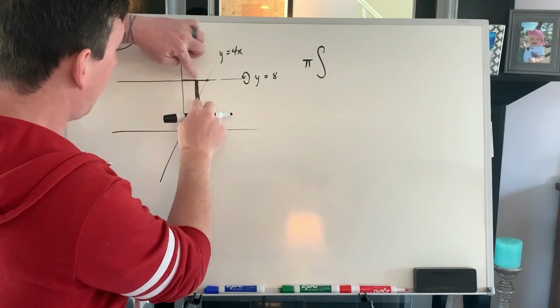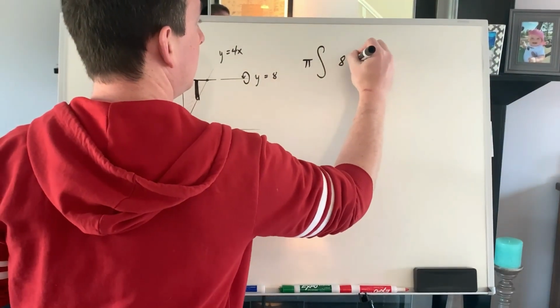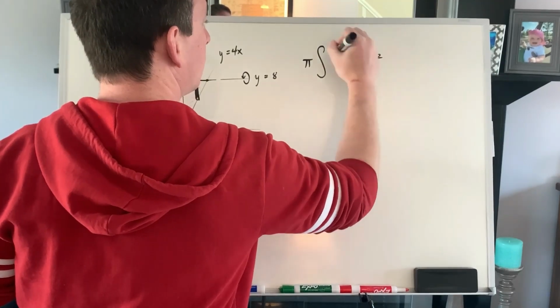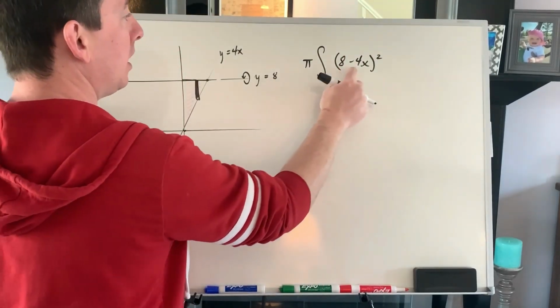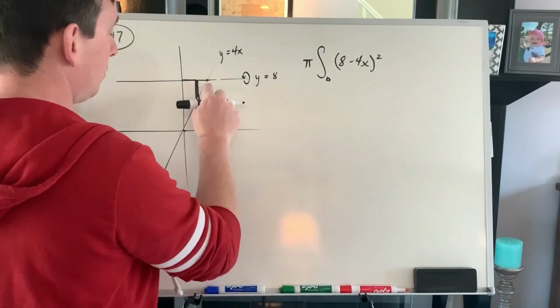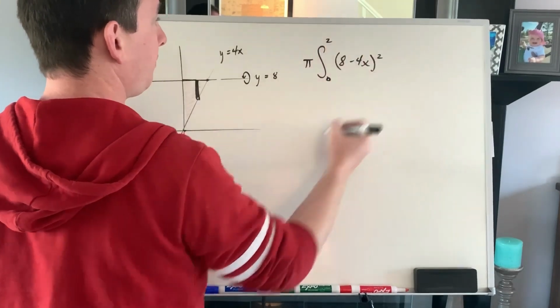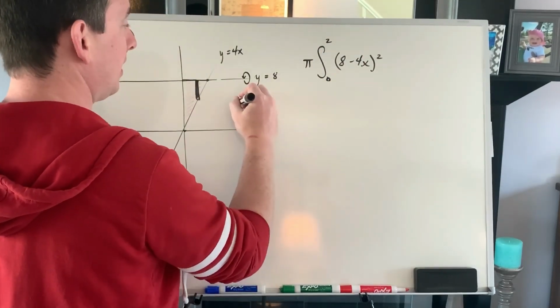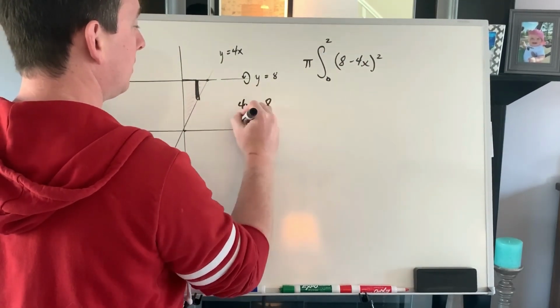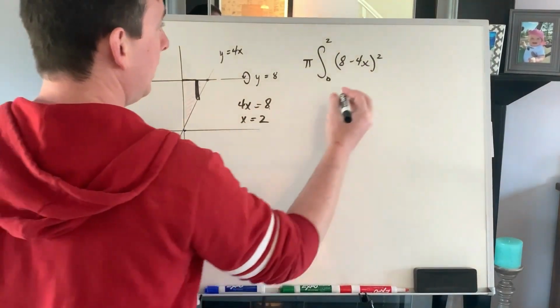and it's going to be top minus bottom. That's going to be 8 minus 4x. And square that radius. So there's your formula, pi r squared. And we're integrating from 0 over to wherever these things intersect, which is at 2. Obviously, I just set 4x equal to 8 to get the intersection points.